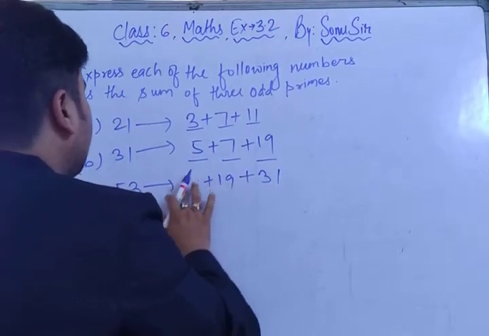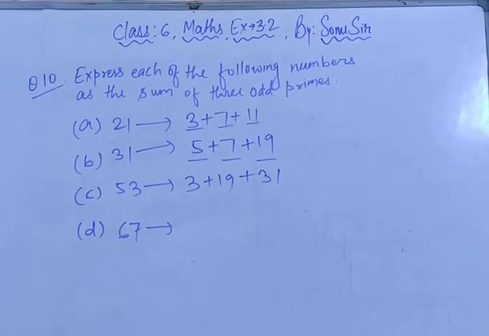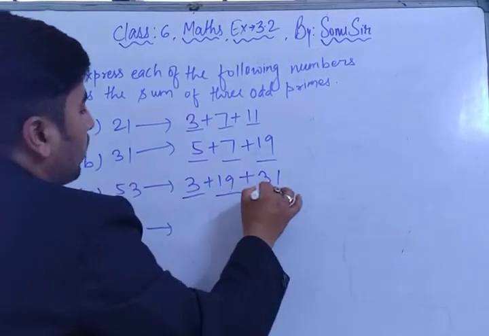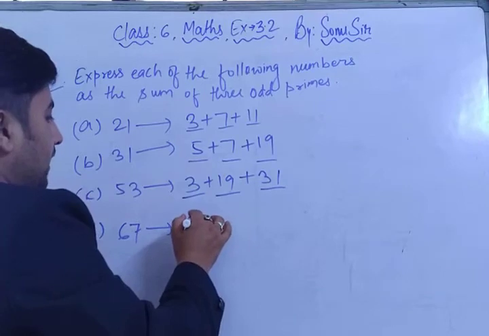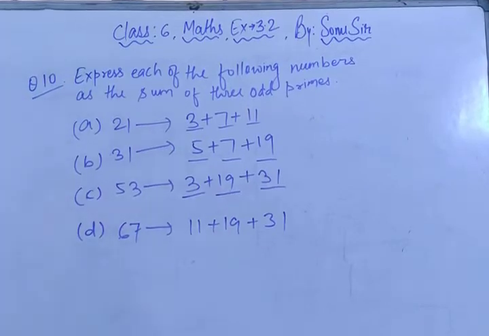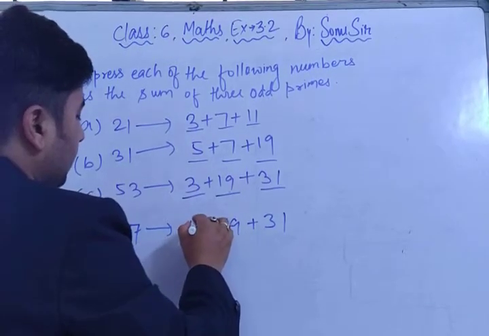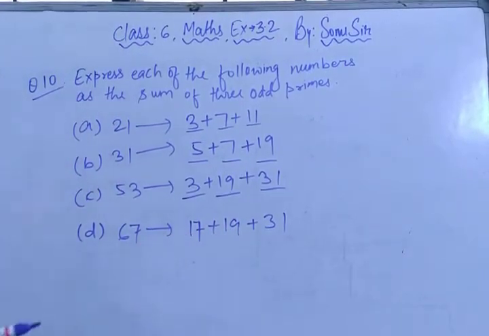So here we can write 3. Right? 19 plus 31, 50, and 50 plus 3, 53. So 3 is also a prime number, 19 also and 31 also. What about the 67? 19 plus 31, 50, and 50 plus 17, 67. So 17 can we write? See, 19 plus 31, 50, 50 plus 17, 67.